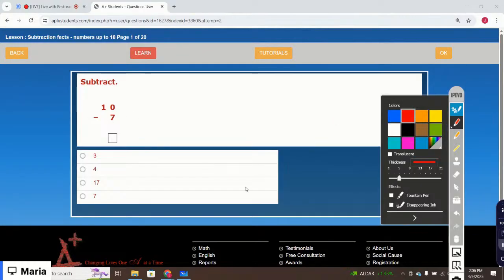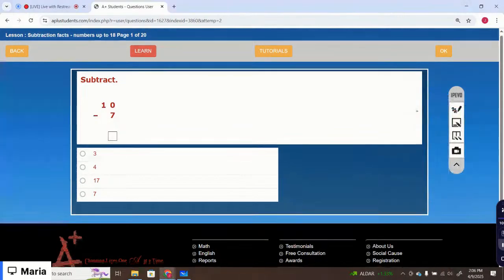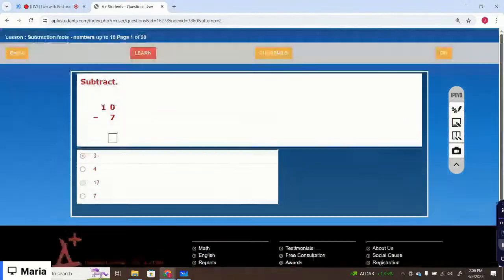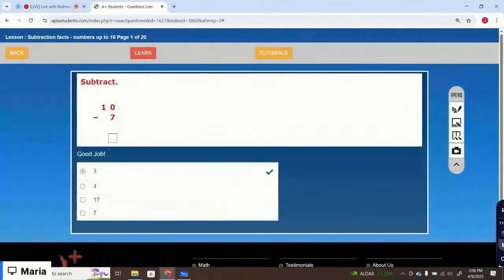Okay, so you cannot subtract 7 out of 0, so you need to borrow 1 over here. The one you borrow from here makes 10 here. So 10 take away 7: 7, 8, 9, 10. So 10 take away 7 is 3. Option number 1 is the correct option. 3 it is.